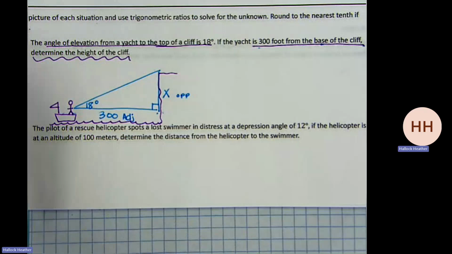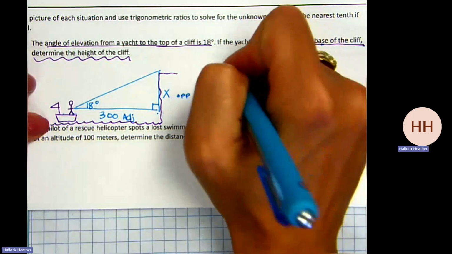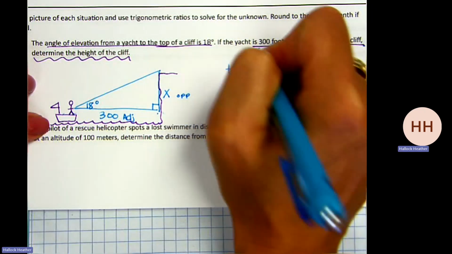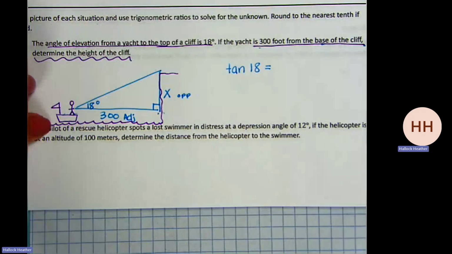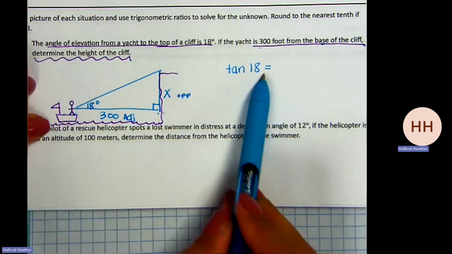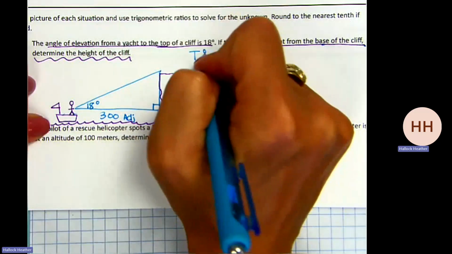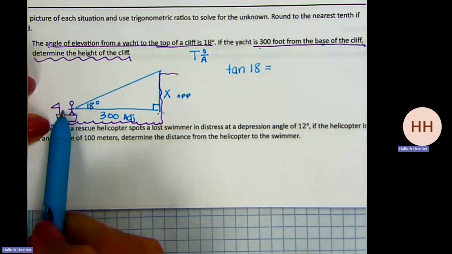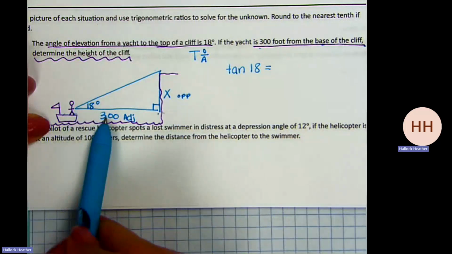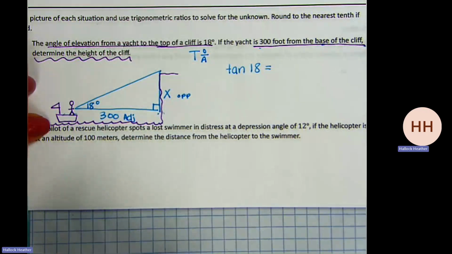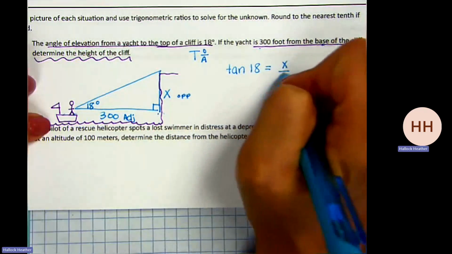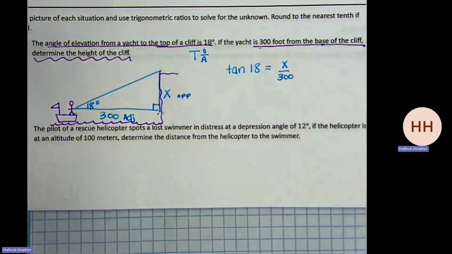So what trigonometric ratio will I have to use? Sine, cosine, or tangent to solve for X? Tangent. So I'm going to have to use tangent of 18. The math is still the same as last week. It's just now word problems. And tangent is technically O over A. So is my fraction going to be X over 300 or 300 over X? X over 300. So the math is still the same.